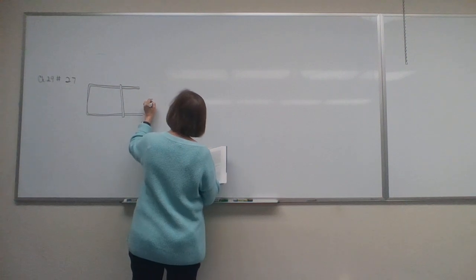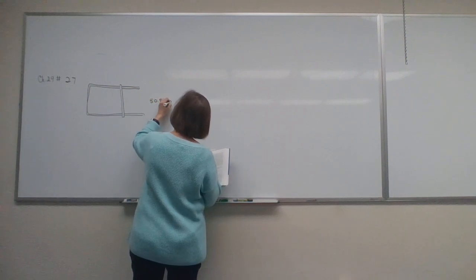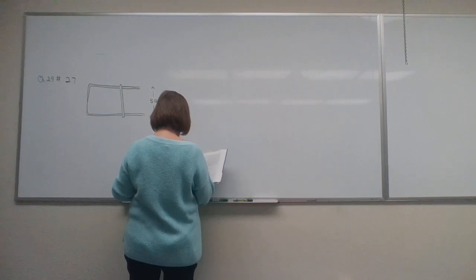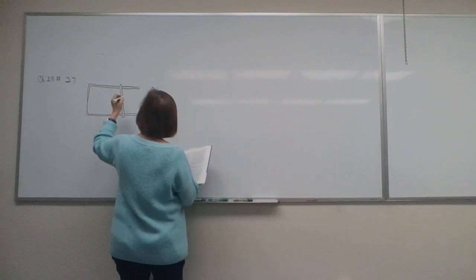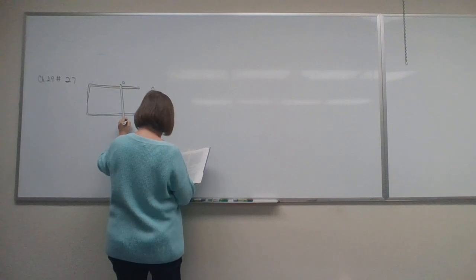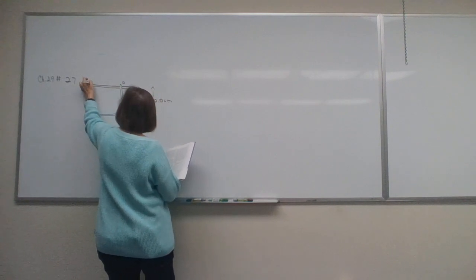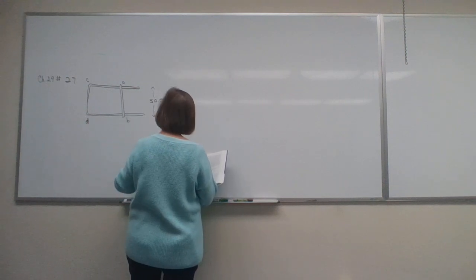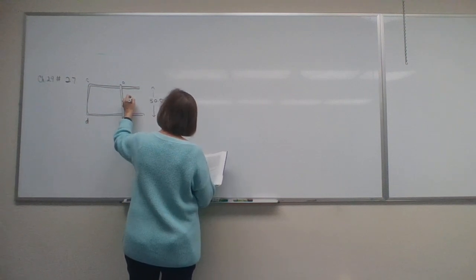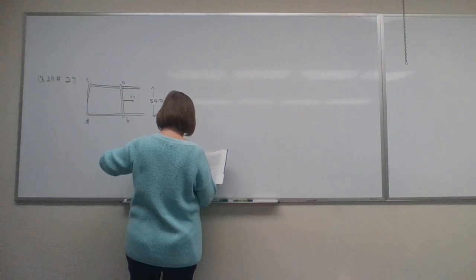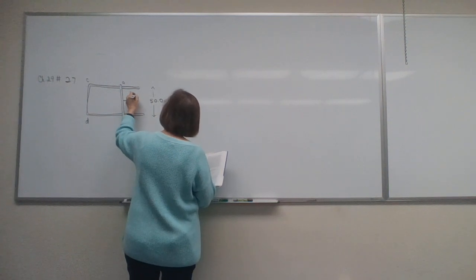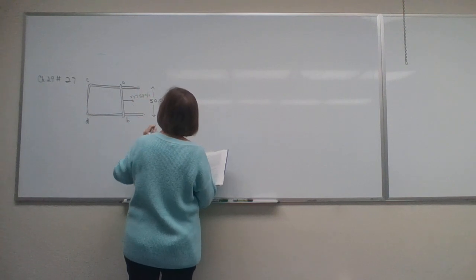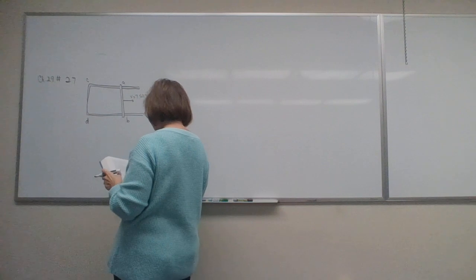They tell us that the distance between the rails is 50 centimeters. This is A, B. This corner is C. This corner is D. It's moving to the right with a velocity V, which is 7.5 meters per second. Okay, I think I have everything.